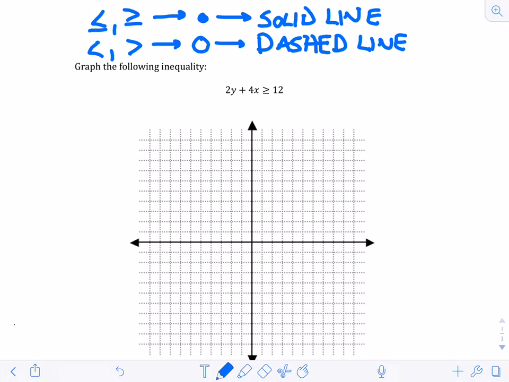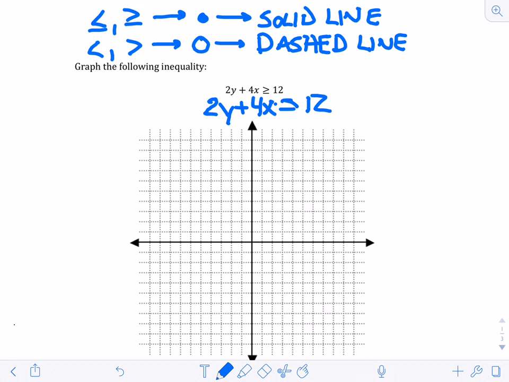Now let's take a look at an example. If we want to graph the inequality 2y plus 4x is greater than or equal to 12, this looks pretty close to the equation of a line in standard form. So let's use that to help us graph our line at least. To begin, we can just ignore the inequality, and if we graph 2y plus 4x is equal to 12, this would look like a line that we've graphed before.